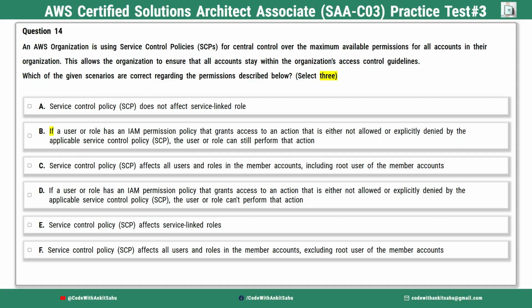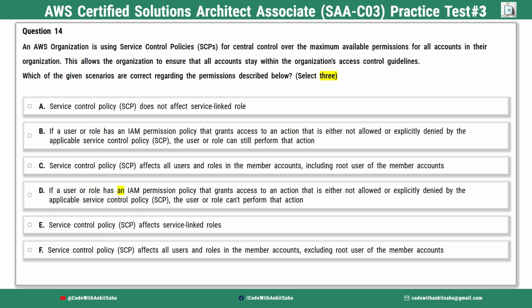Option B. If a user or role has an IAM permission policy that grants access to an action that is either not allowed or explicitly denied by the applicable service control policy (SCP), the user or role can still perform that action. Option C. Service Control Policy (SCP) affects all users and roles in the member accounts, including root user of the member accounts.